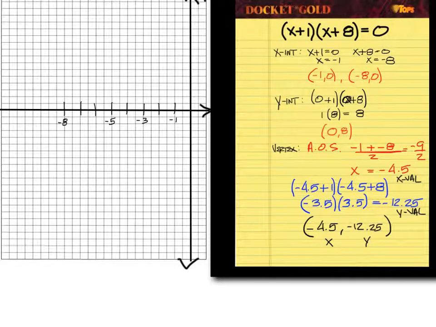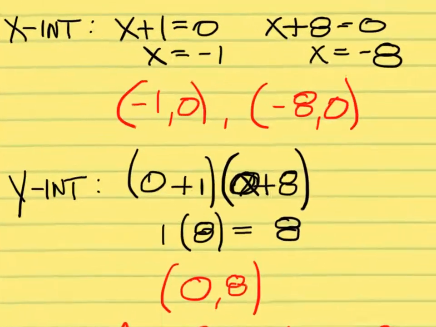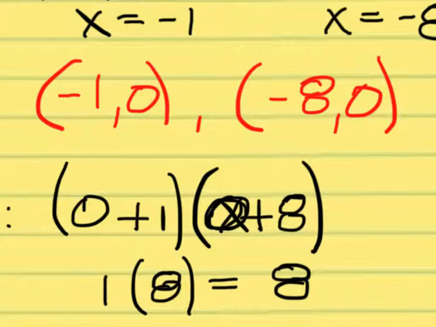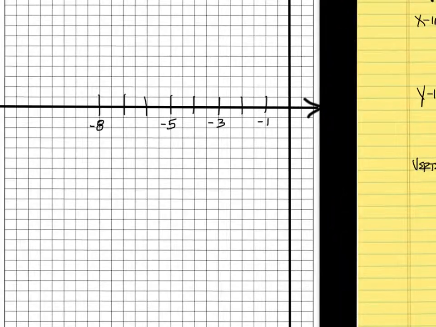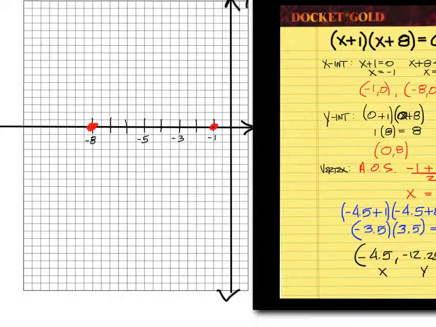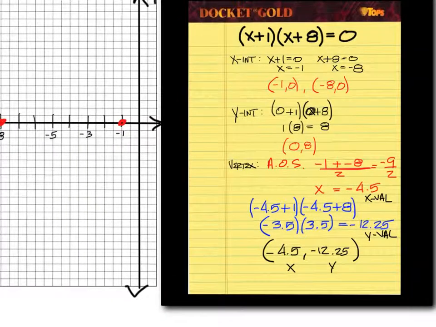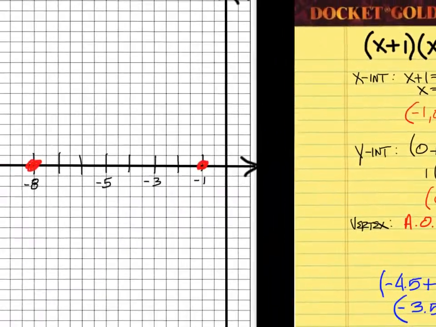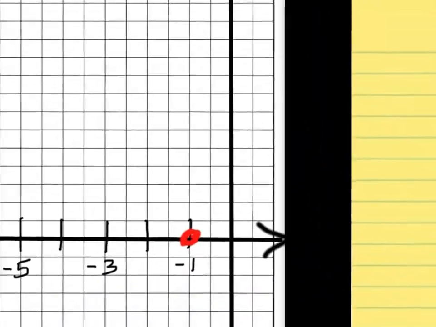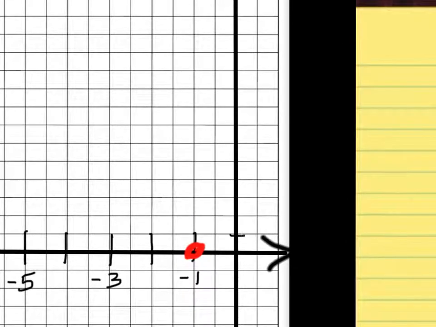So let's plot the x-intercepts. The x-intercepts are negative 1 and negative 8. So here's a dot on negative 1, a dot on negative 8. Next up is our y value. Our y-intercept is 0, 8, so put a dot on 8. Okay, so we go 1, 2, 3, 4, 5, 6, 7, 8. Make a dot.